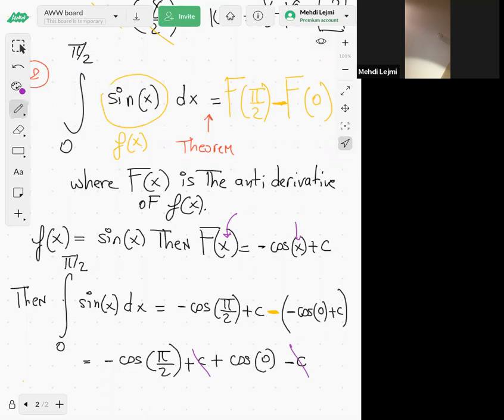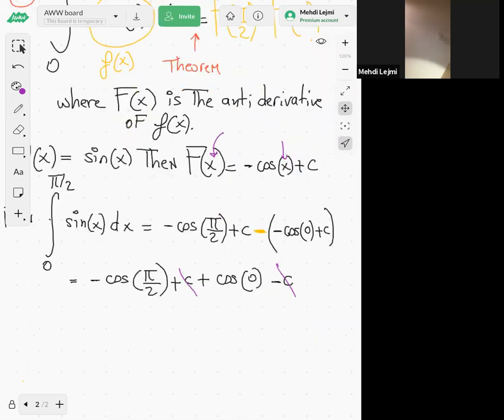So now, what's cosine of pi over 2? What's cosine of 90 degrees? Well, cosine of 90 degrees is 0.